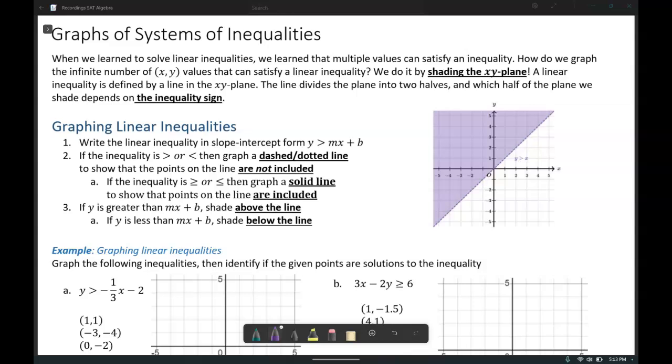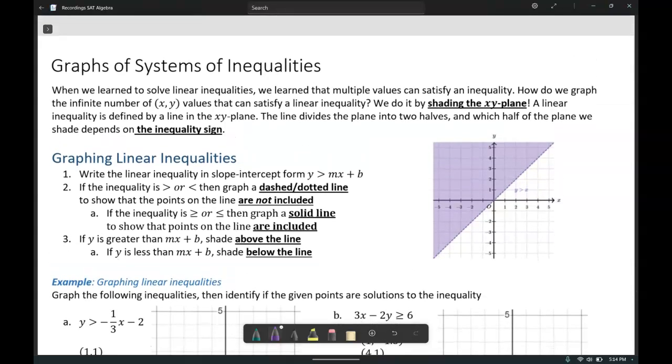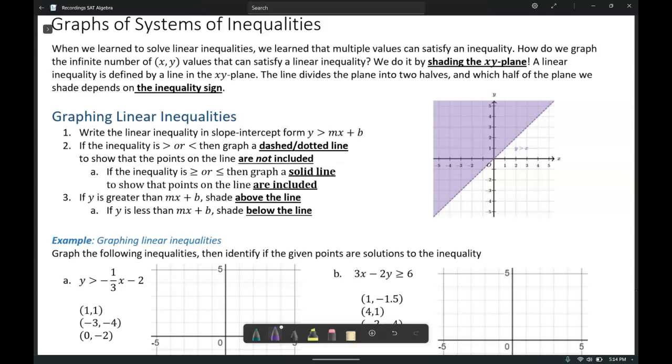So, three-step process. We want to write an inequality in slope-intercept form: y is whatever inequality, mx plus b. If the inequality is greater than or less than, then we will graph a dashed or dotted line to show that any points on the line are not included because we don't have the or equal to part. If the inequality is a greater than or equal to or a less than or equal to, we will graph a solid line to show that those points are included.